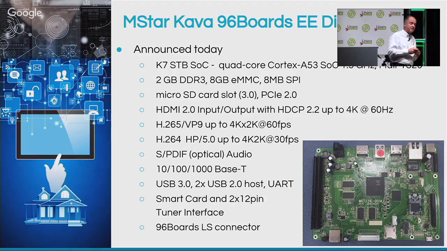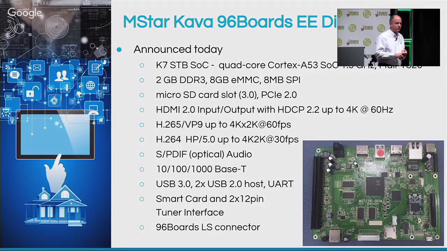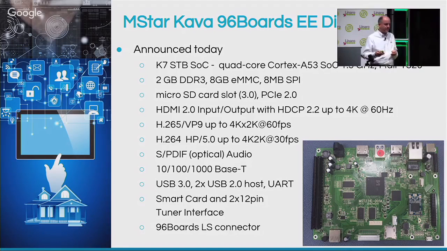It's the second 96Boards Enterprise Edition digital home version. It's a quad core A53 using their brand new K7 set top box SoC. And interestingly, it includes 4K video, both input and output. Has 10 base T and gigabit Ethernet, multiple USBs and smart card and tuner interface. This is the first time this board has been shown. You can see it at the show, and we're expecting that MStar are going to ship this in volume, hopefully by the end of the year.